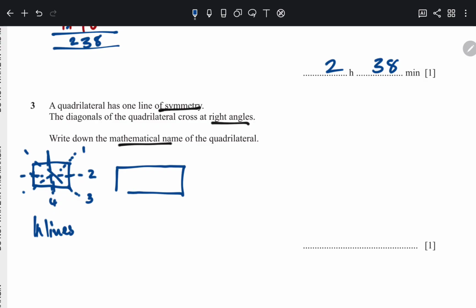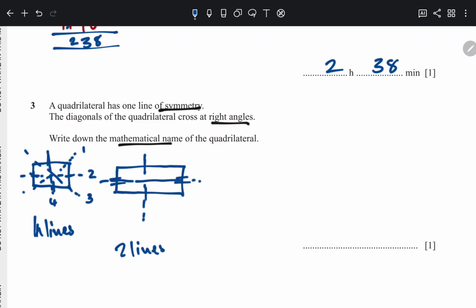For a rectangle, it only has 2 lines of symmetry. For a rectangle, we show it like this. These 2 sides are equal, then these 2 sides with double lines are equal. And the lines of symmetry are only this one and this one. So a rectangle has 2 lines of symmetry, right?